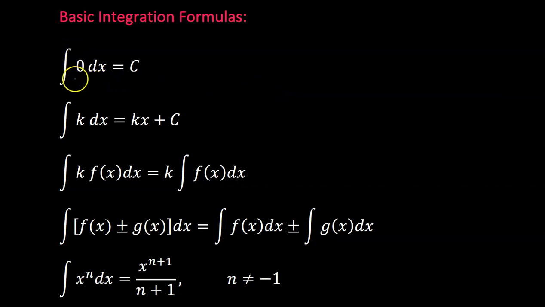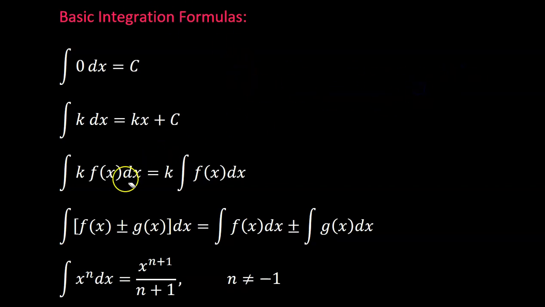So the integral of 0 is just the constant of integration. The integral of a constant is that constant times x, of course, plus the constant of integration. So, for example, if I did the integral of 3 dx, that would be 3x plus c.